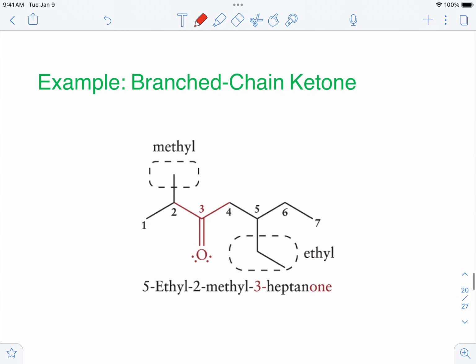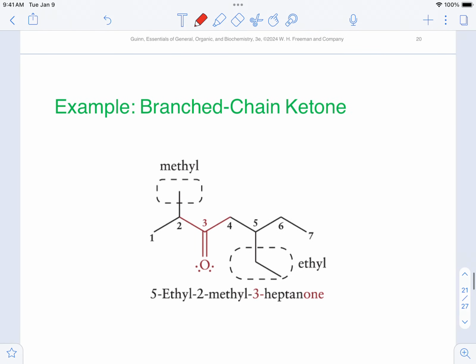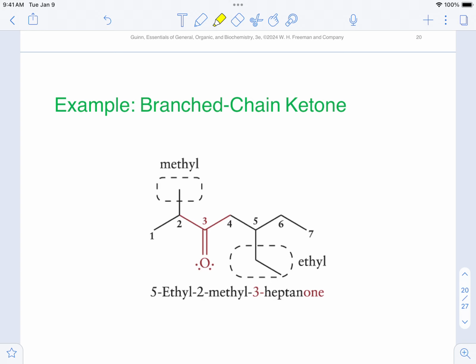If we have branched, so again, your main chain here looks like it is 7 carbons, so that's why we have the heptanone. And the double bond O is off the 3rd carbon, so we have a 3 here. And then we have an ethyl and a methyl group. The alphabet does take precedence, so that's why we have the 5-ethyl before the 2-methyl.